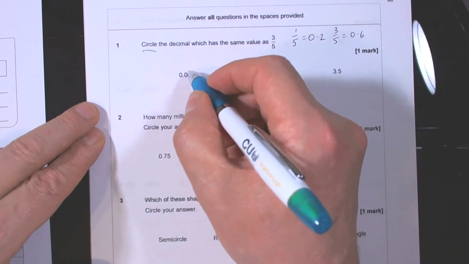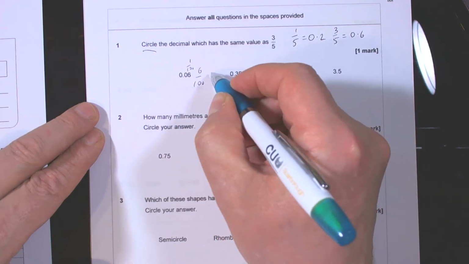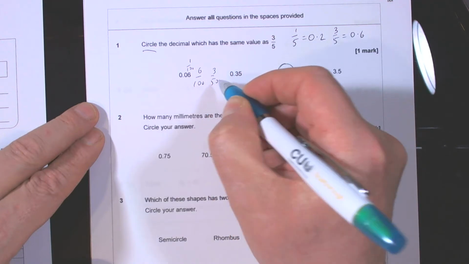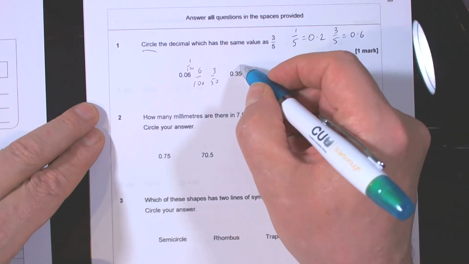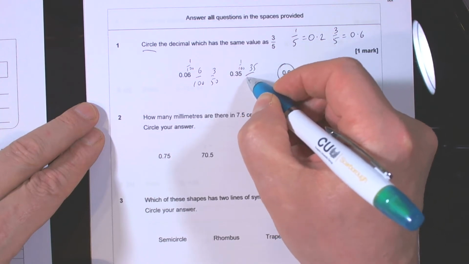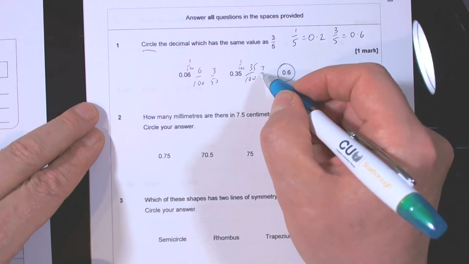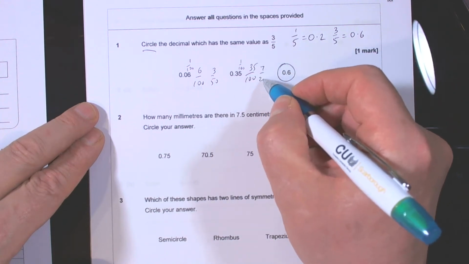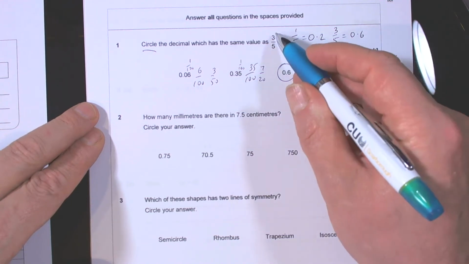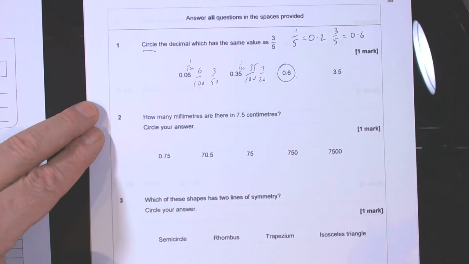We could check, because this is in the hundredths column, then we know that's the equivalent of 6/100ths, which cancels down to 3/50ths. We know this is, again, the 5 is in the smallest place value of hundredths, so this is the same as 35/100ths, which cancels down to, because divide by 5, 7/20ths. And we can see that 3.5 is more than a whole and 3/5 is less than a whole, so we're fairly confident 0.6 will be the right answer.